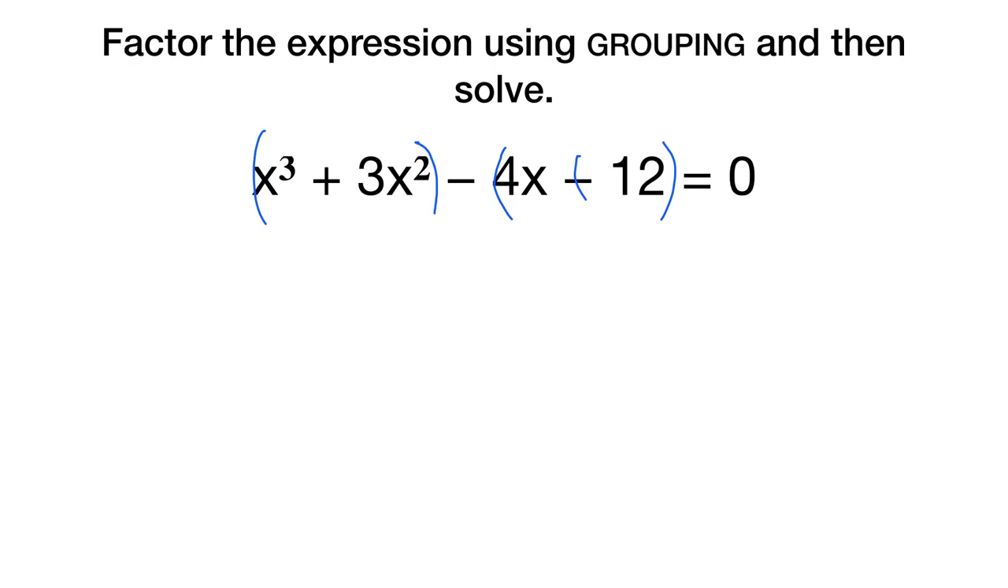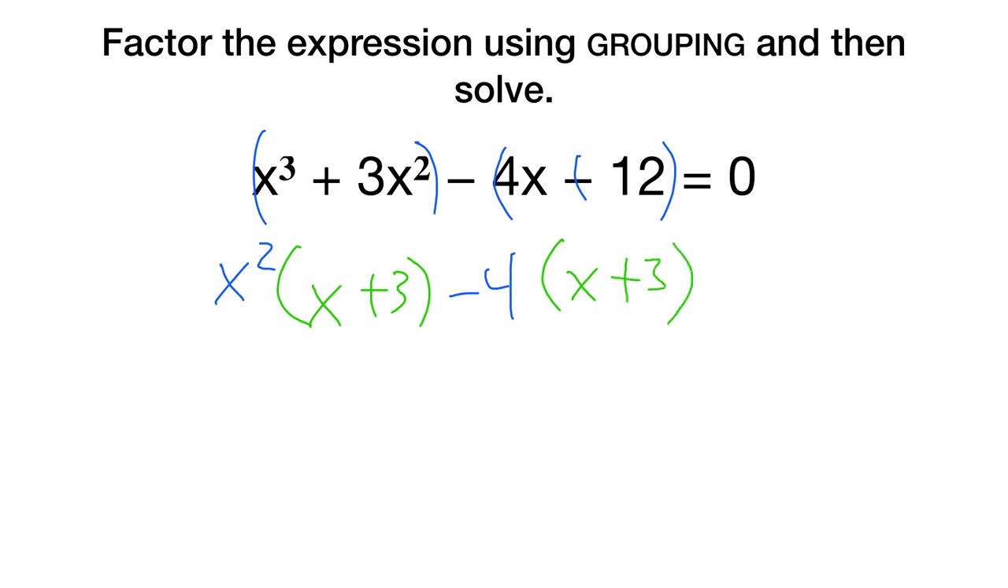So, greatest common factor between x cubed and 3x squared. Well, let's see. There's no coefficients that are common, but we do have x squared, meaning inside we have x plus 3. Now, greatest common factor between 4x and 12. We have no x's in common, but we do have that wonderful number of 4. 4 times x is now just x, and then 12 is 4 times 3, which is plus 3. Hey, look at this. Our parentheses are the same.